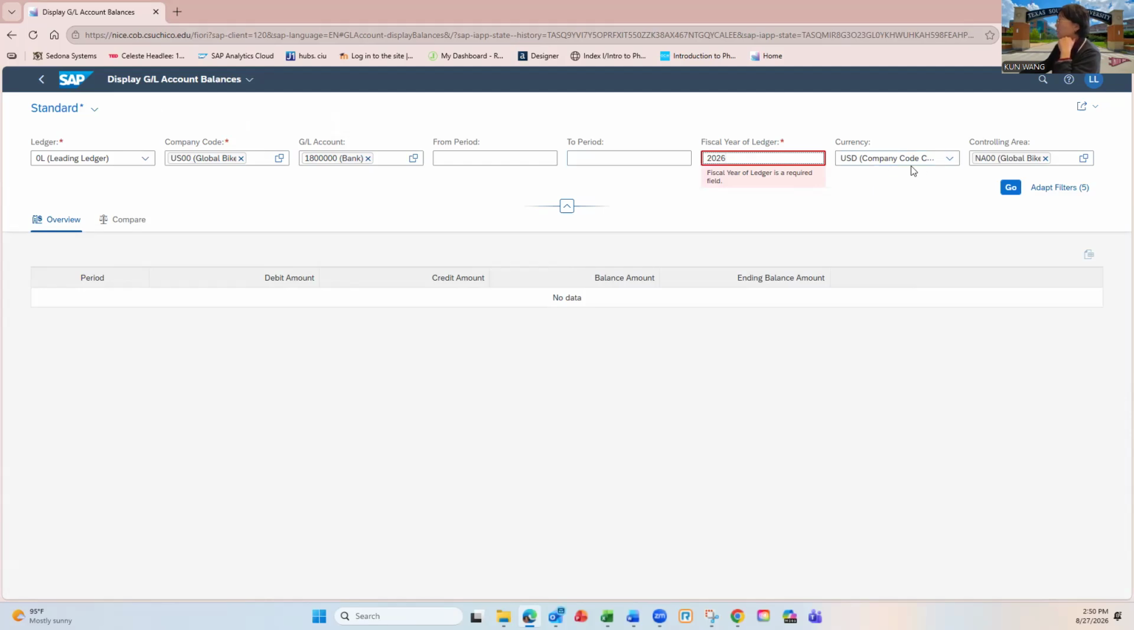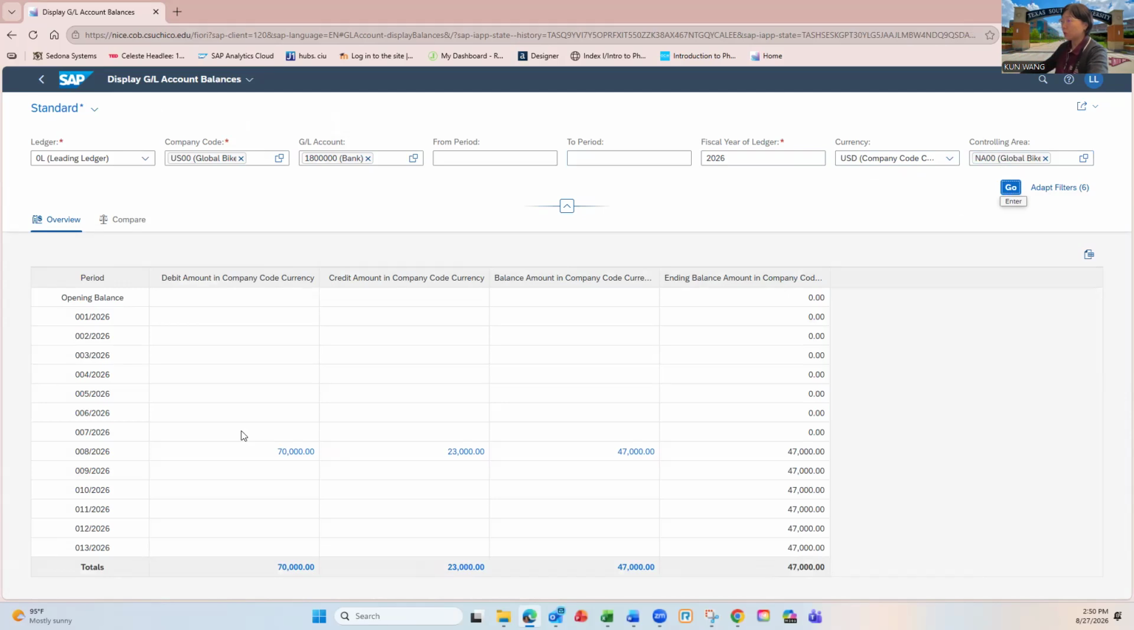And again, if you don't have the currency, use USD. For controlling area, because we are pulling all of the required information, not only accounting. Controlling area is for information related to the managerial accounting. So we use NA, another enterprise structure level variant, okay, NA00. And now you can go look for the transactions that happened under the bank account or the cash account. We use it in class.